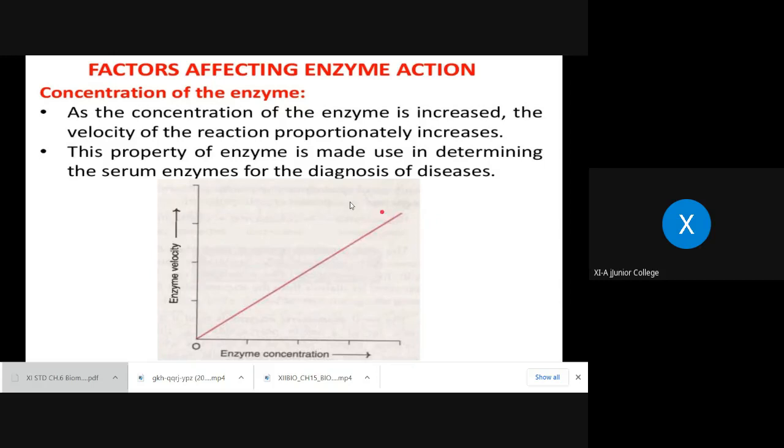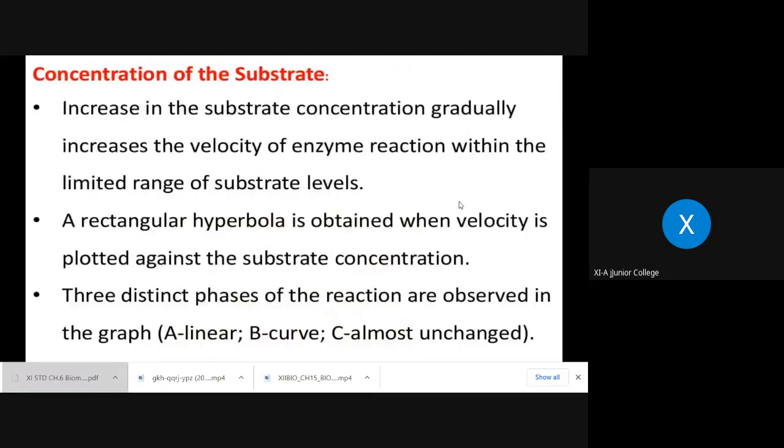So just remember, as the concentration of the enzyme increases, its speed, or the rate of activity, the velocity of the enzyme, also increases. Second is the concentration of the substrate. As the substrate concentration increases, automatically the enzyme reaction also increases. So an increase in the substrate concentration gradually increases the velocity of the enzyme reaction within a limited range of substrate levels.